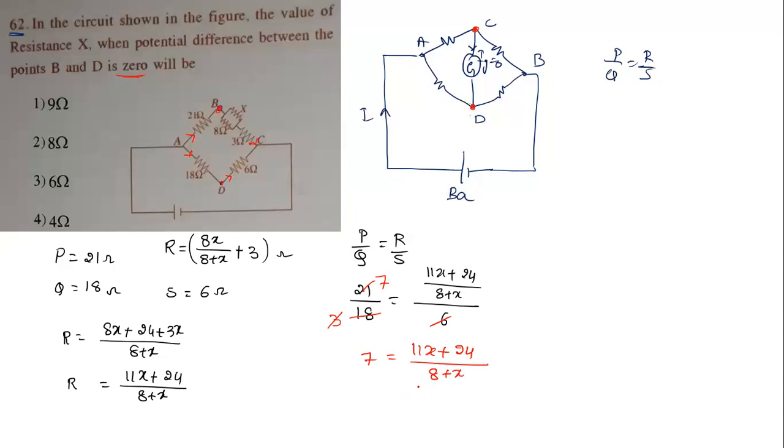I'm going to do cross multiplication. So 56 plus 7x equals 11x plus 24. Now I'm going to simplify this. So 56 minus 24 equals 11 minus 7 times x. 56 minus 24 is 32, equal to 11 minus 7, which is 4, so 4x. Then x equals 32 by 4.